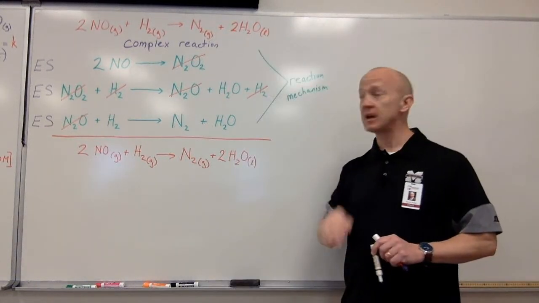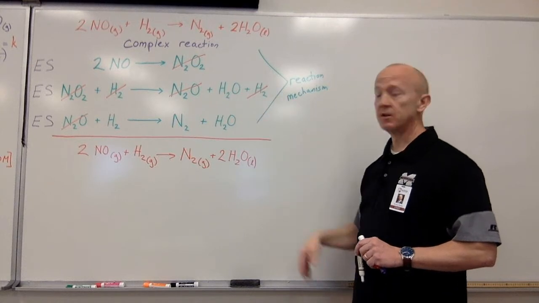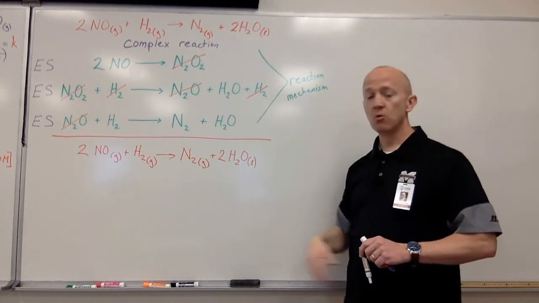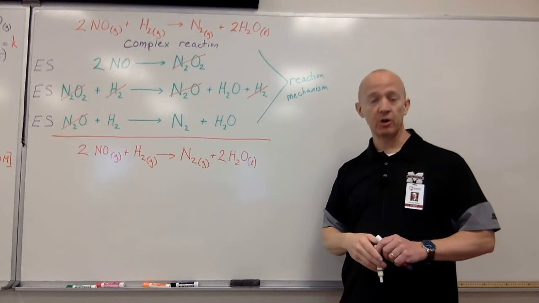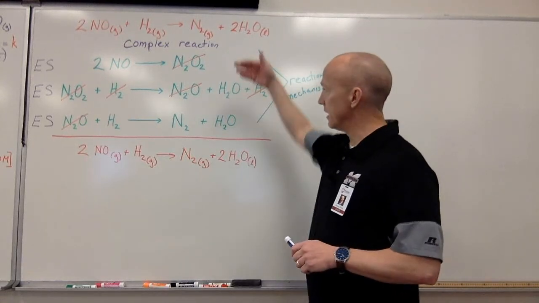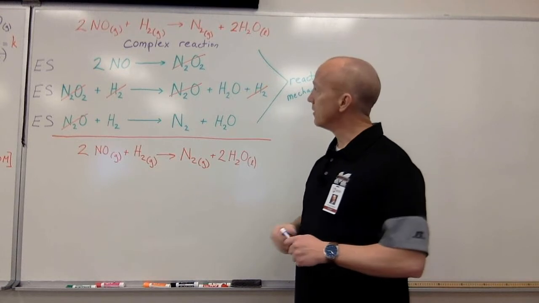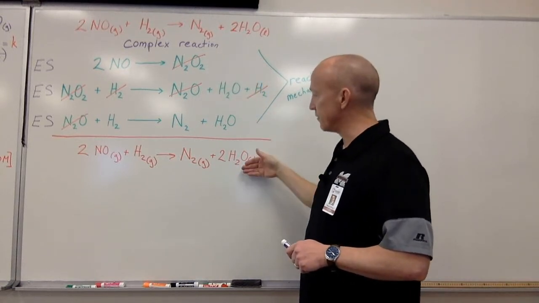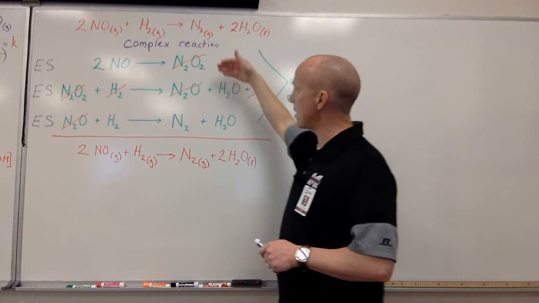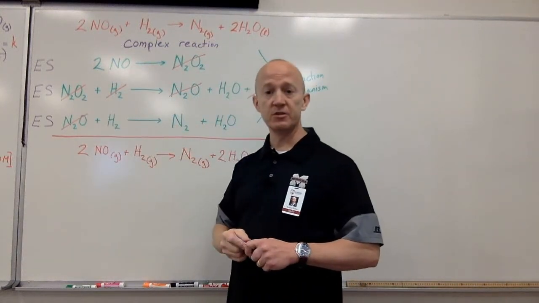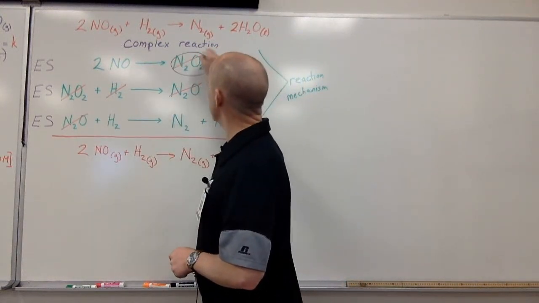Now we call the step-by-step process of this the reaction mechanism, how each step proceeds working towards this final overall reaction. Now you'll also notice we have some compounds in this series of steps that may be products in one step, but they are not products in the final reaction. They're products in one step, but then they're used as a reactant for another step, like N2O2.